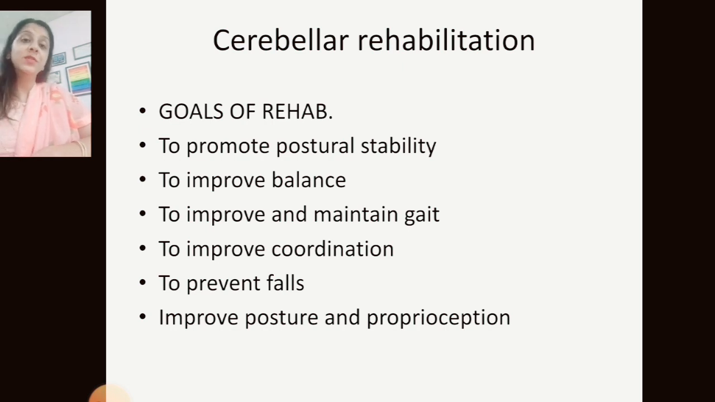So today I am here to discuss the rehabilitation part of the cerebellum, as we discussed everything about the cerebellum in my last videos, like signs and symptoms, its functional tests, its classification, and the basic concept and functional anatomy of the cerebellum. Now in this video we will discuss how we rehabilitate the patient of the cerebellum.